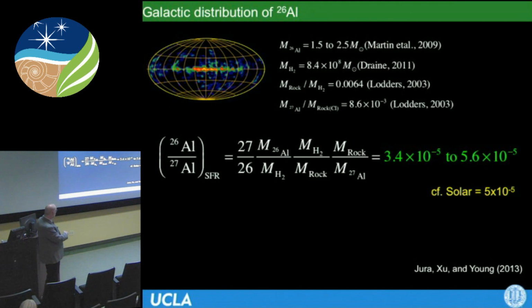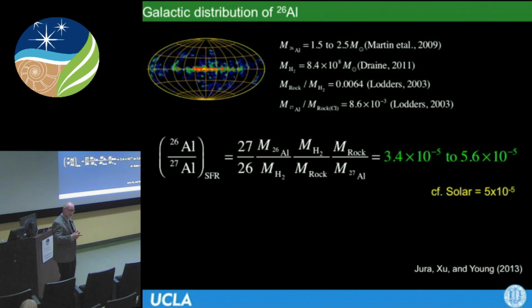We get a ratio of aluminum-26 to aluminum-27 spread out in all these star-forming regions of between 3 times 10 to the minus 5 and 5.6 times 10 to the minus 5. The solar value, as deduced by years and years of work on the meteorites, is 5 times 10 to the minus 5.